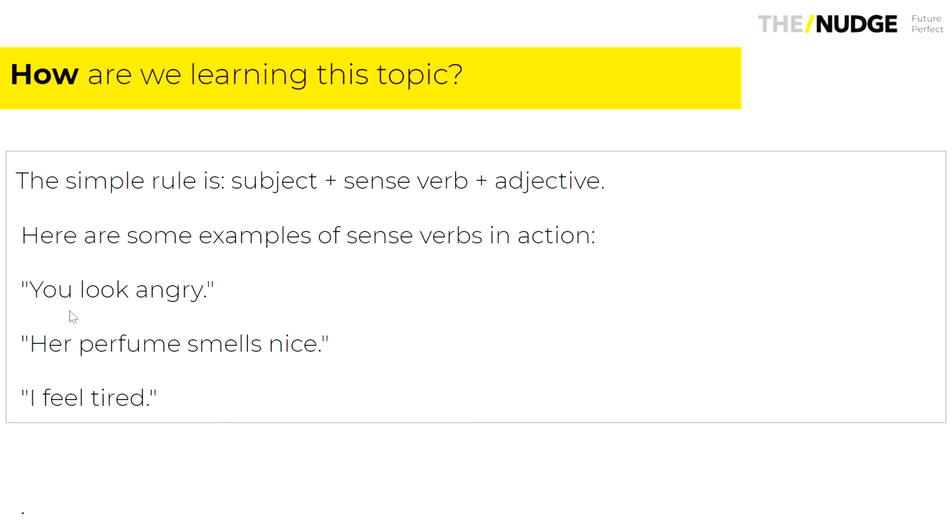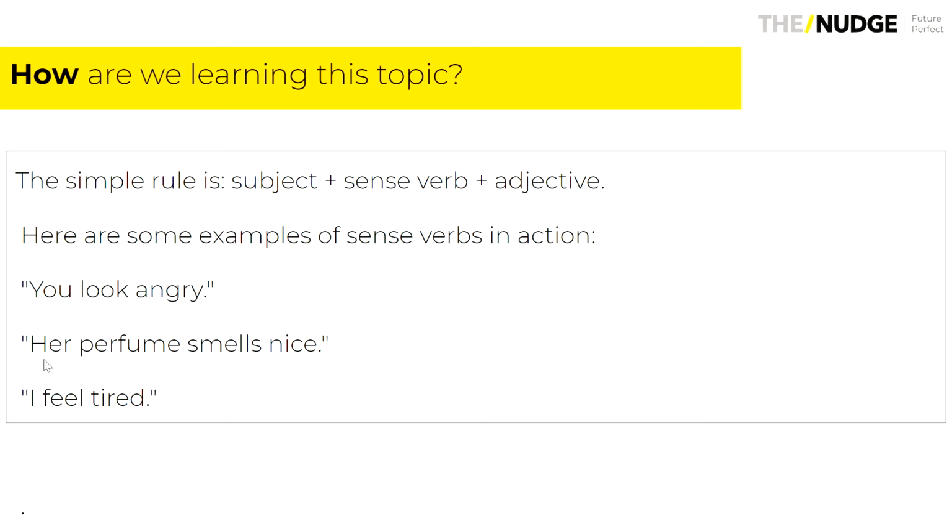The first sentence says, "You look angry." Now, here we can clearly understand that you is the subject, look is a sense verb for the sense of sight, and to describe this sense we have used the adjective angry. So, angry is describing the look.